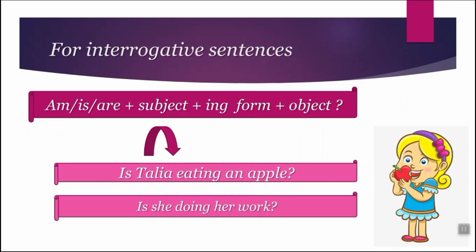The structure of interrogative sentences: am, is, are plus subject plus ing form plus object plus question mark. In the example, is Talia eating an apple? The question is being asked by putting the helping verb at the start and by adding the verb after the subject, and a question mark at the end shows clearly that it is an interrogative sentence. Similarly, in the sentence, is she doing her work? The sentence is asking whether she is currently engaged in the process of doing her work.